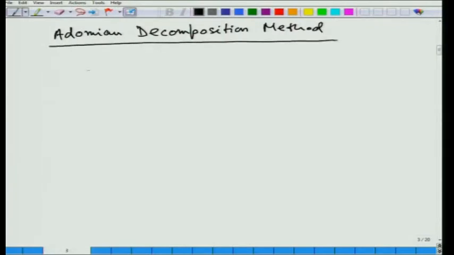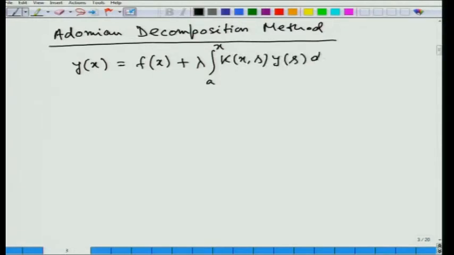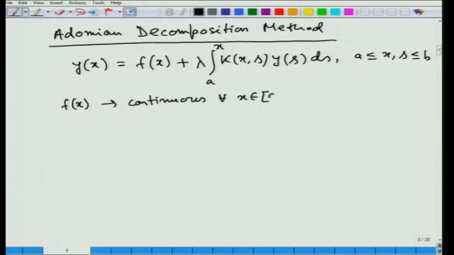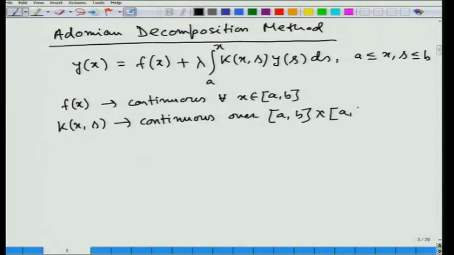By this Adomian decomposition method, we are going to solve the integral equation y(x) equal to f(x) plus lambda times the integral from a to x of k(x,s) y(s) ds, again where a is less than or equal to x, s less than or equal to b, where b is a finite number. For the applicability of this method, we need continuity of f(x), that is f(x) is continuous for all x belonging to [a,b], and k(x,s) is continuous over the square domain [a,b] cross [a,b]. If this condition is satisfied, then the Adomian decomposition method is applicable.